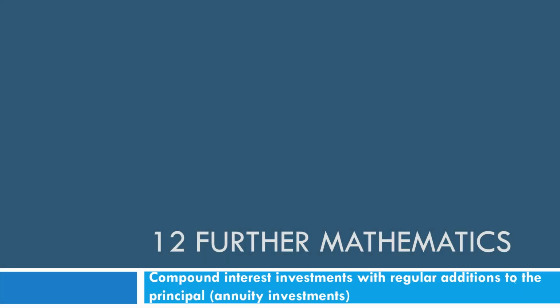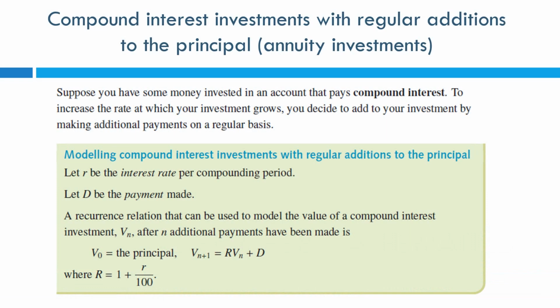So this is the final part of chapter 9 and ends off the whole topic on recursion. So let's get going on this. Now the last part is nothing new to you, but it is called compound interest investments with regular addition to the principal. So it's annuity investments.